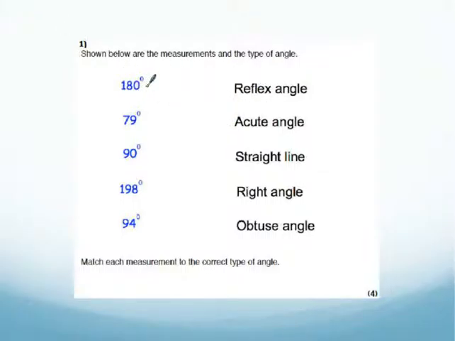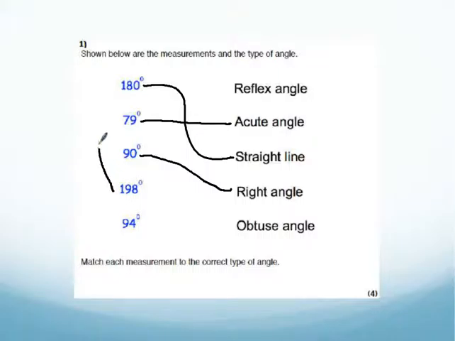So 180 degrees, hopefully you recognise straight away as being a straight line. 79 degrees is less than 90 degrees, so it's an acute angle. 90 degrees is a special type of angle, that's a right angle. We then have 198 degrees, that is what we call a reflex angle. And then finally 94 degrees is what we call an obtuse angle.